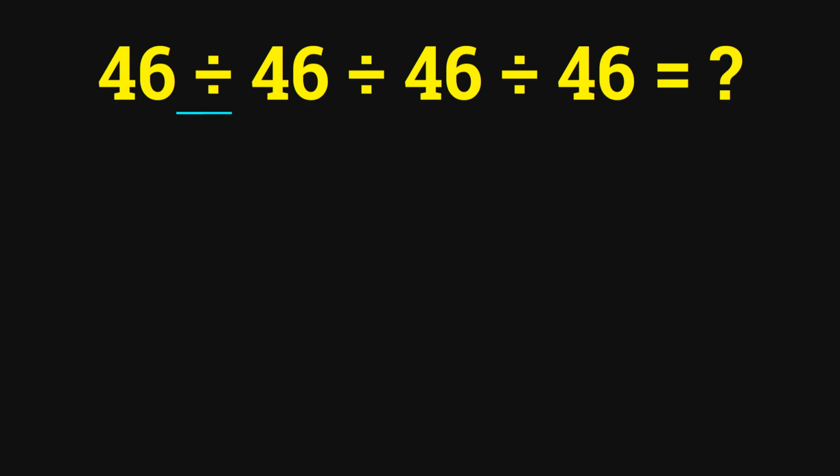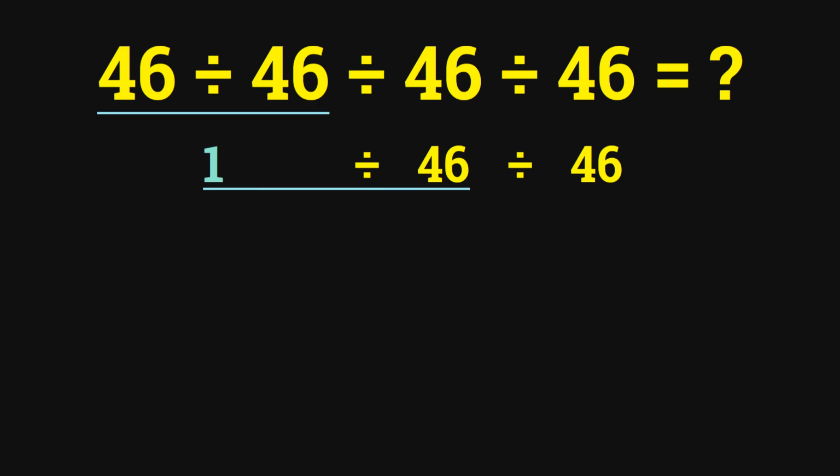So first we do this division. We have 46 divided by 46, which equals 1. Now our problem became 1 divided by 46 divided by 46. So we have to work from left to right.